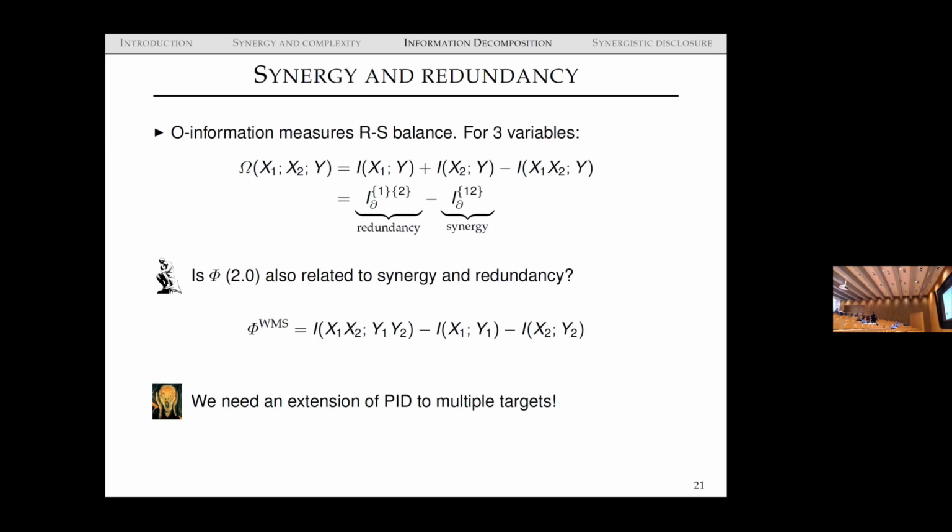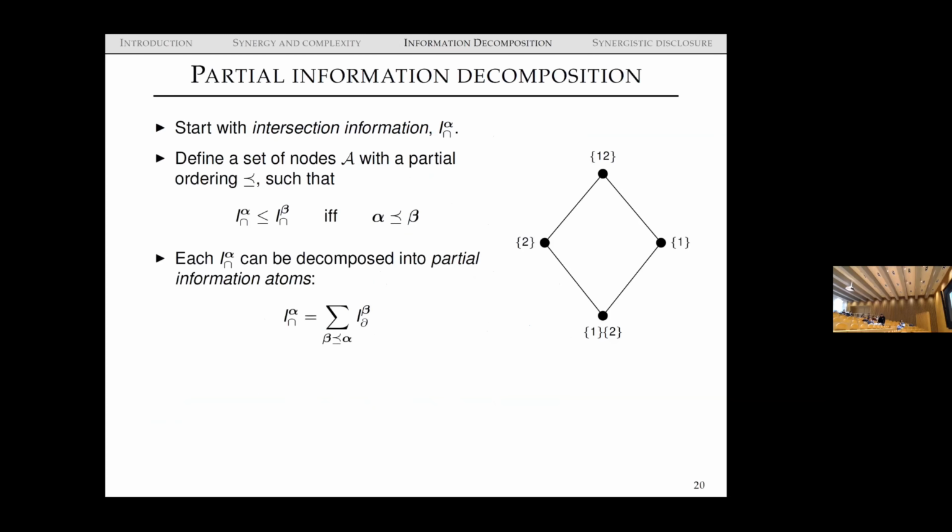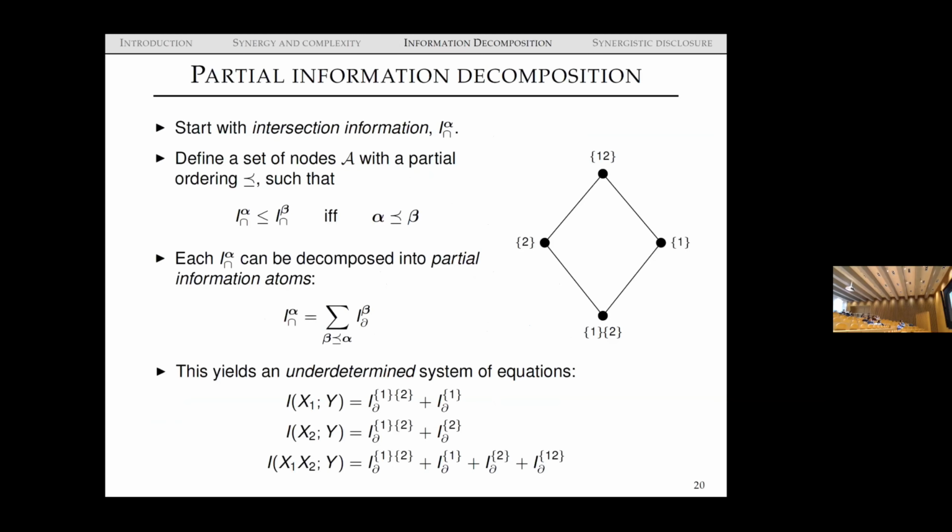Sorry, that's a very basic question. I don't understand how you compute this redundancy and synergy part. So far I haven't told you, actually. So again, going back to this system of equations, this is underdetermined. Right? So we have 3 constraints and 4 variables. So you have to basically put something in. You have to come up with a measure of synergy or redundancy or unique, and then solve the system to get the others.